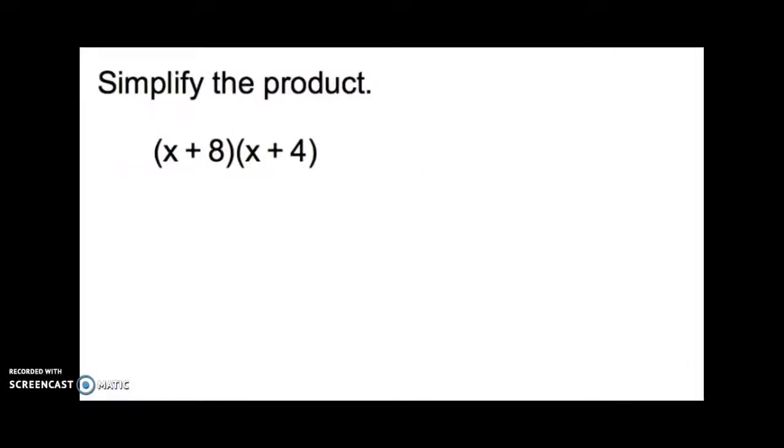The first method is called the box method. Each term tells you how many boxes to draw. So we have 1, 2, 3, 4. So we do a 2 by 2 box with 4 boxes in it.